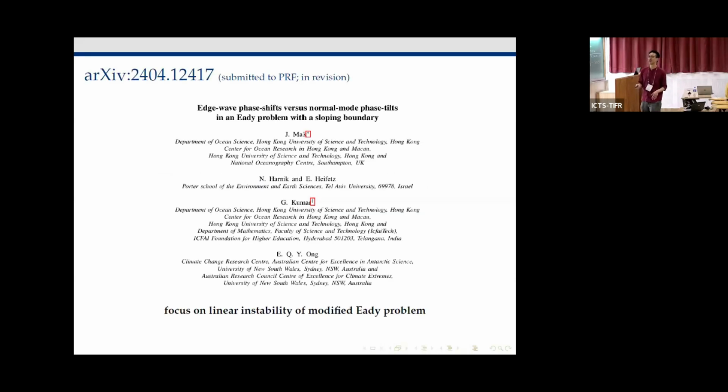For some context, this is part of a submitted paper. If you're interested, you can have a look at the arXiv version. We got the reviews back last Friday, and the referee pointed out that there is currently too much stuff going on, it's a bit too jumpy. That's useful for this talk, because it got me thinking about how I should do the revision. The paper really concerns the linear instability of the modified Eady problem, in this case in the presence of a slope.